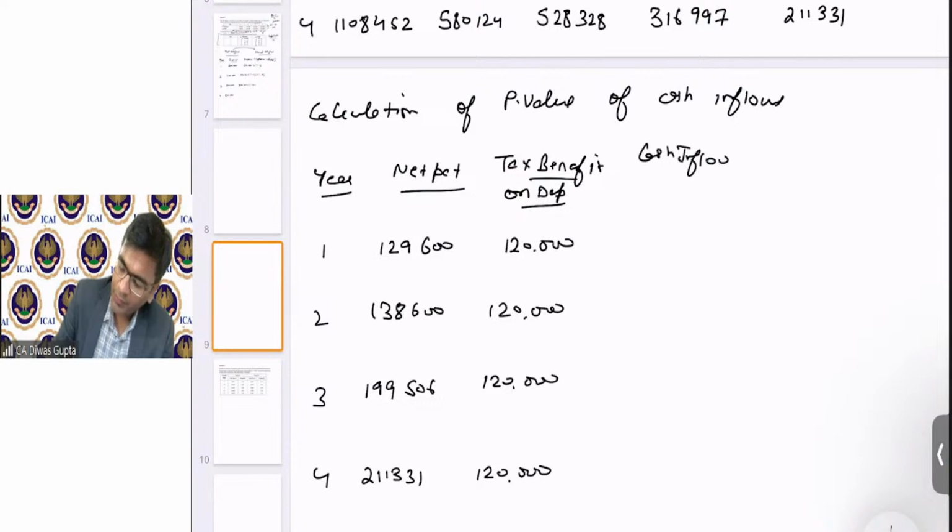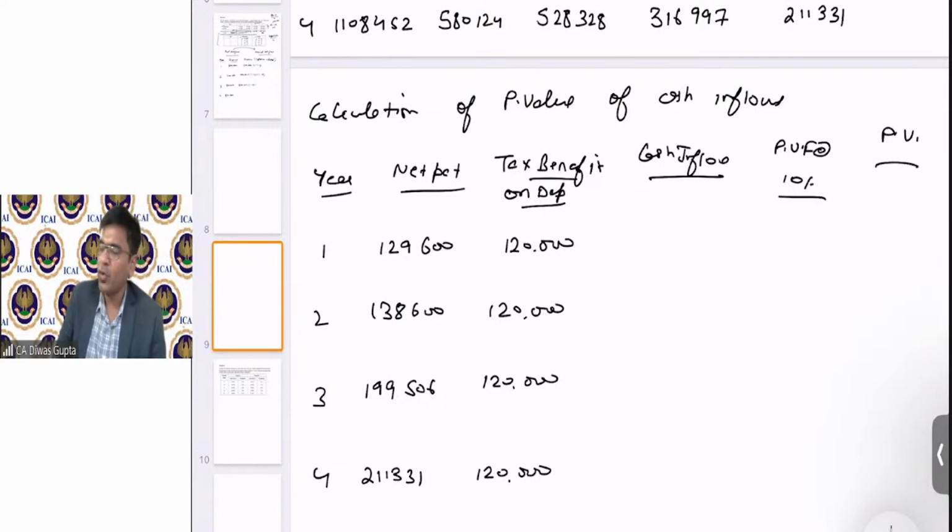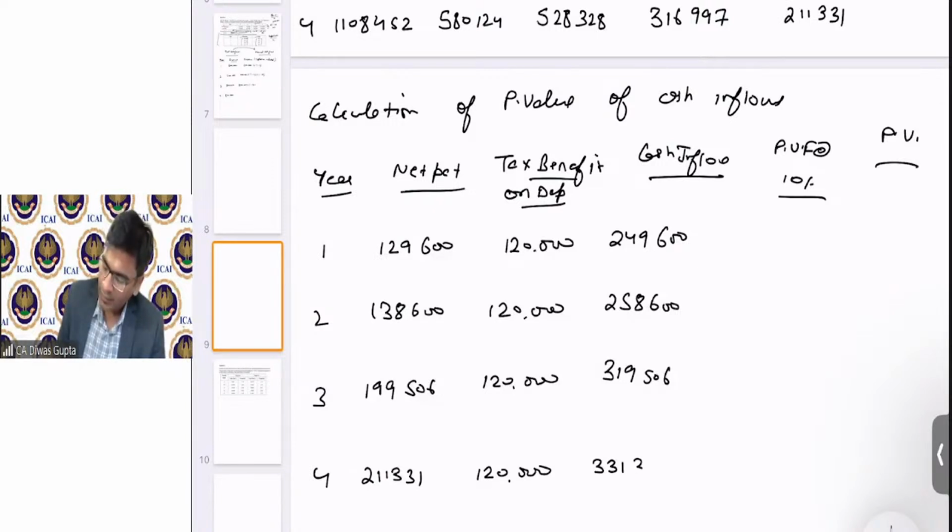Cash inflow, then present value factor at the rate of 10%, then present value. These three columns we have to put. So the cash inflows are 249. So this needs to be added. Net PAT plus tax benefit of depreciation needs to be added to arrive at the cash inflow: 249,600, 258,600, 319,506, 331,331.